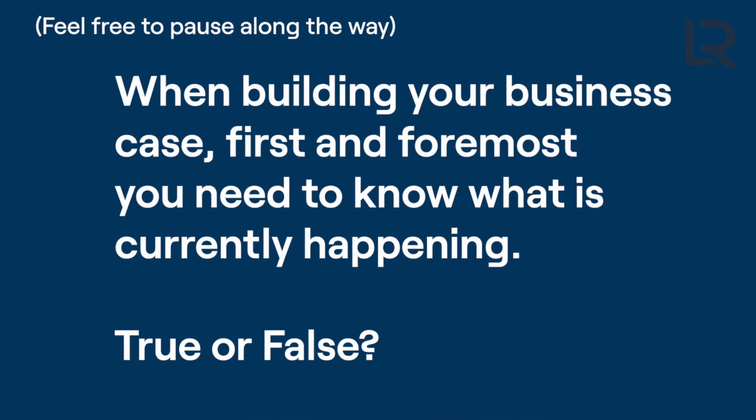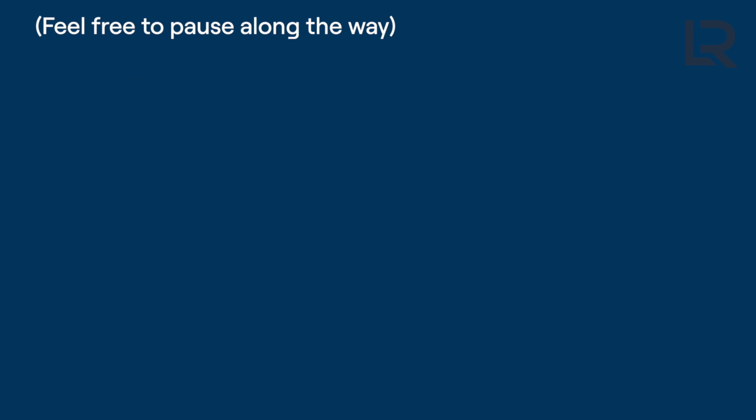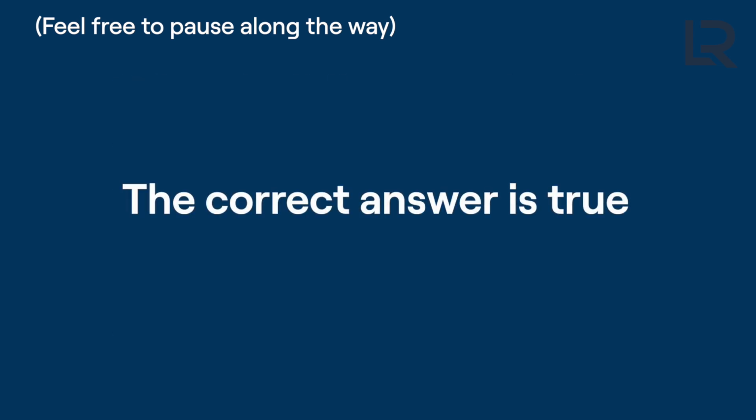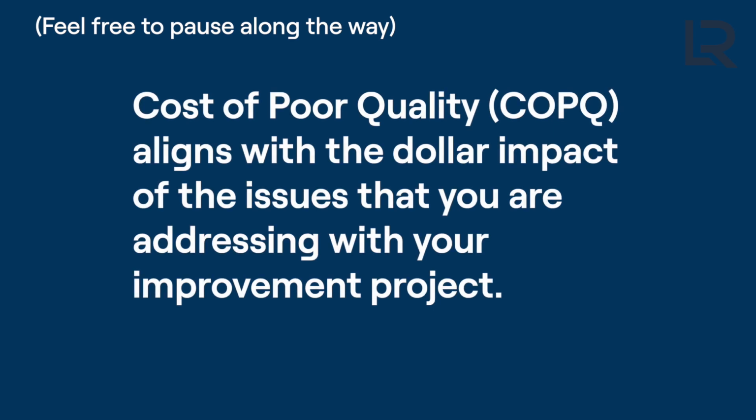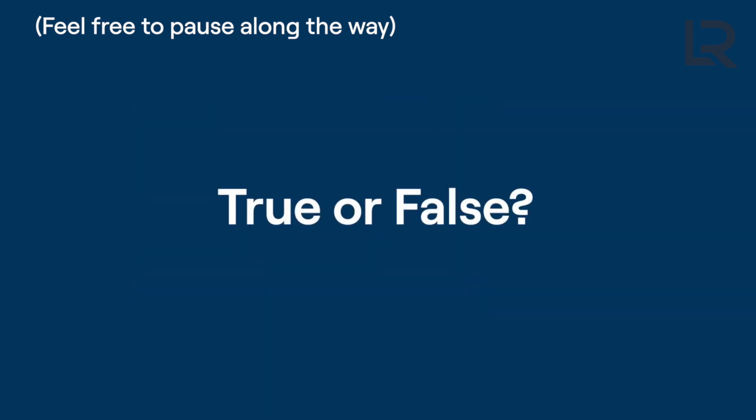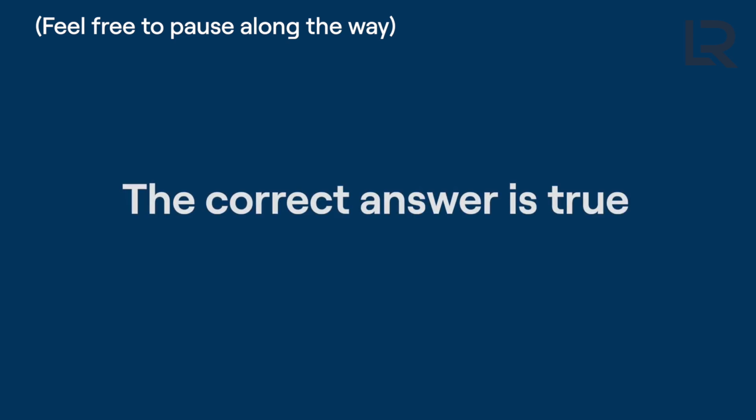Question 1. When building your business case, first and foremost, you need to know what is currently happening. True or false? The correct answer here is true. Question 2. Cost of poor quality, known as COPQ, aligns with the dollar impact of the issues that you are addressing with your improvement project. True or false? The correct answer is true.